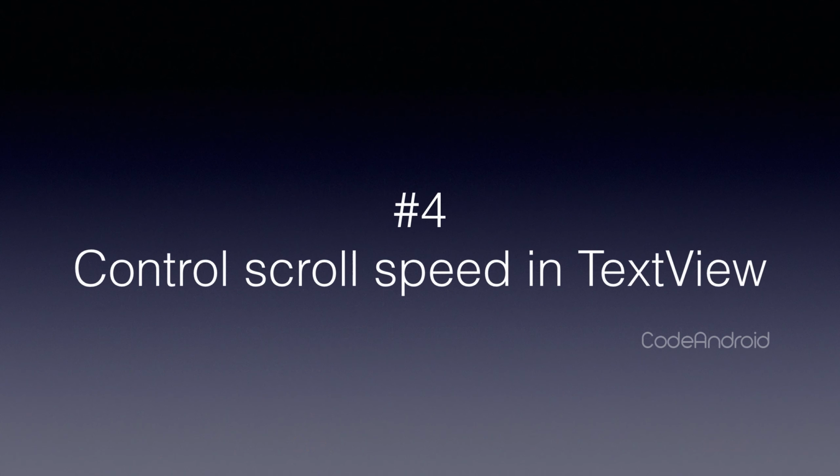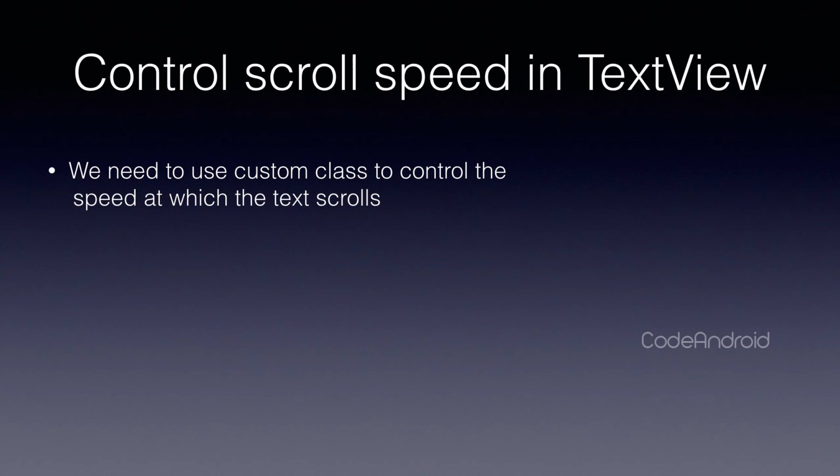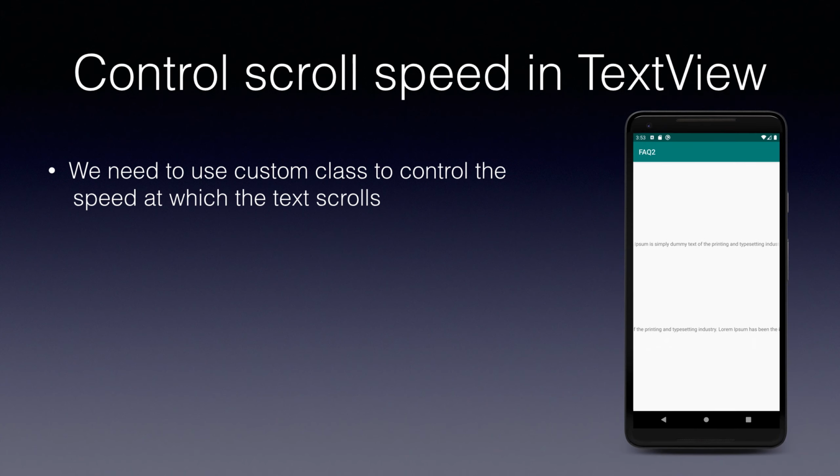How to increase or decrease scroll speed in TextView? To change the default speed of the TextView, we need to use a custom class. You can see in this activity, the above TextView is scrolling slowly and the below one is scrolling fast, because the below one is created by the custom class. There we can control the speed of the scroll.